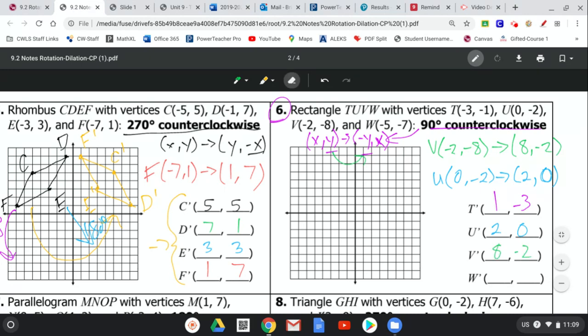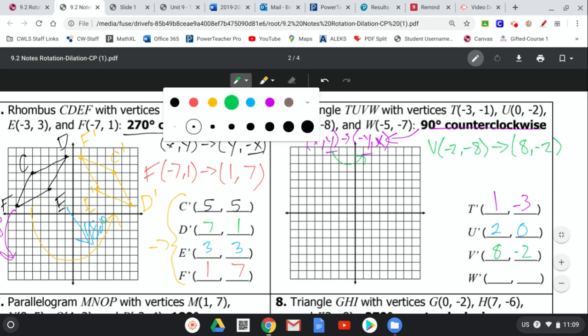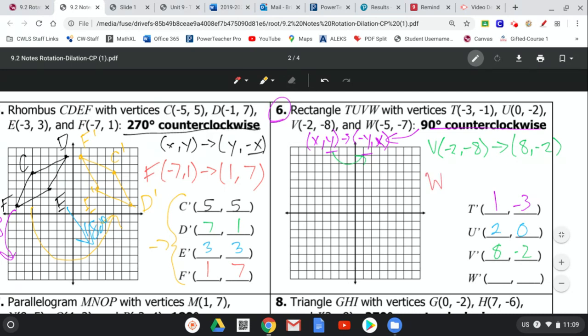And the last one is W. All right, so W is going to be (-5, -7). So what's going to happen with W is in the first spot is going to be that negative y value, or we just change the sign to a +7 in this case, because it goes from a -7 to a +7. Then we put that -5 in the second position, and we don't change the sign. So that's going to be (7, -5).